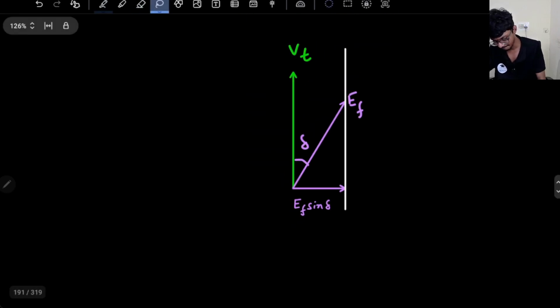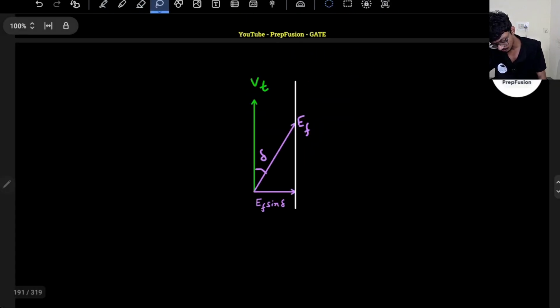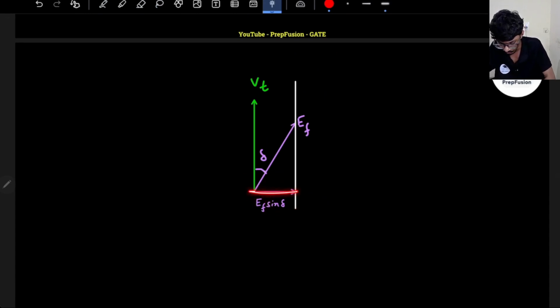EF sine delta, okay. So this value will be constant. Initially, if EF is very low, delta will be highest, that is, almost 90, right? So EF magnitude is lower, but as delta is very high, the power will still be constant. I mean, the power will still be the same value.